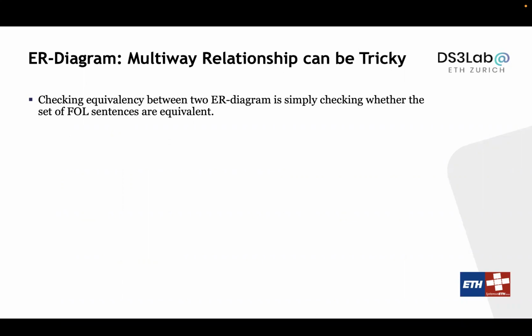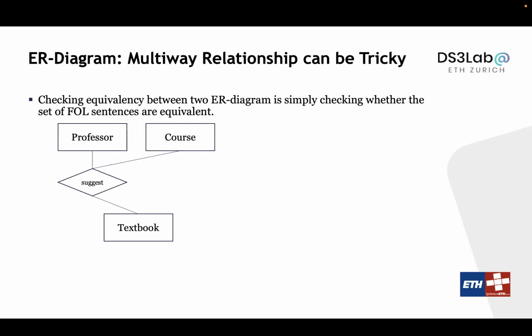And how can I check the equivalency between two ER diagrams? It's very simple. You have diagram one, you translate that into a whole bunch of first-order logical sentences. You have diagram two, you translate that into another collection of logical sentences, and you try to see whether they're equivalent or not. That is something not that easy to do, but at least that's something very systematic and principled.